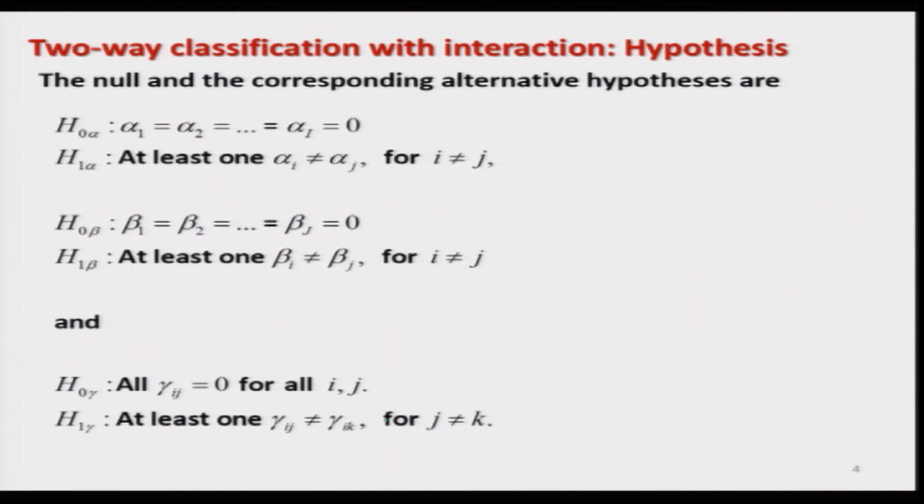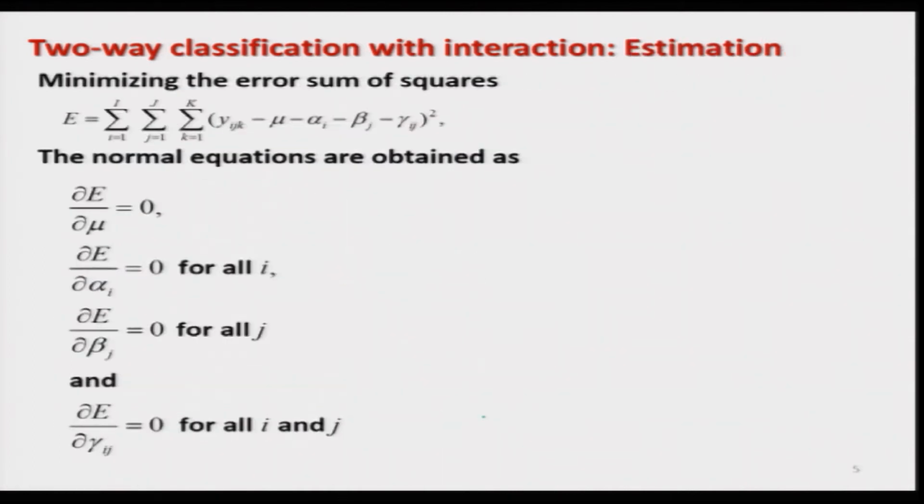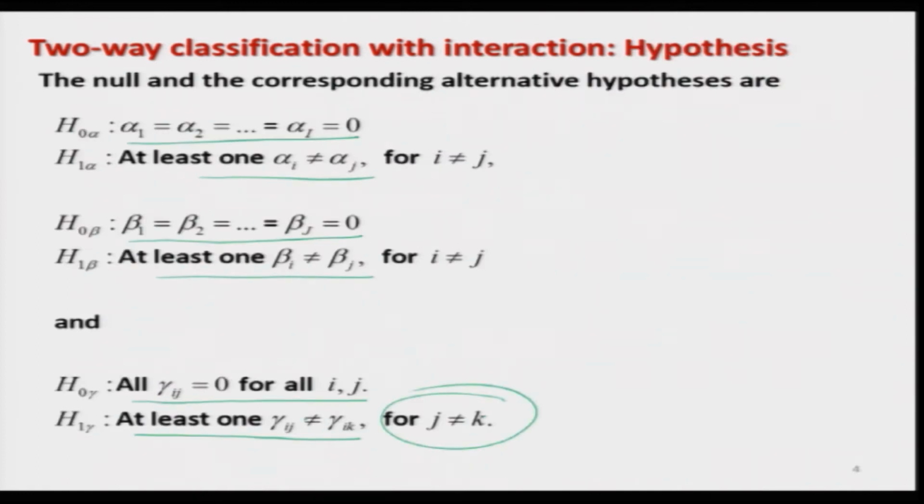First hypothesis is about alpha: H naught alpha is that alpha 1 equal to alpha 2 equal to alpha I, they are equal to 0, with alternative that at least one pair of alpha I and alpha j are not equal. Similarly, another set of hypotheses is about beta: H naught beta is that beta 1 equal to beta 2 equal to beta j is equal to 0, with alternative that at least one pair of beta I and beta j are different. And then we have another set of hypotheses, that all gamma ij's are equal to 0 for all I and j, with an alternative that at least one gamma ij is not equal to gamma ik for j not equal to k.